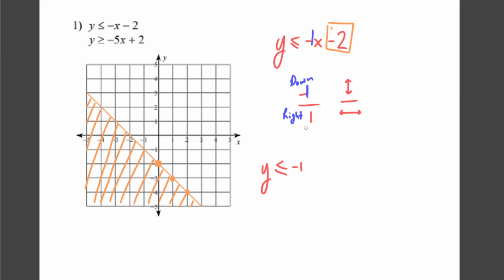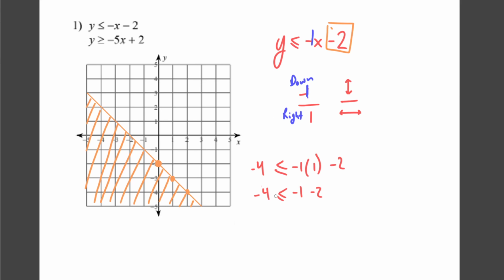negative 1 multiplied by, instead of x, I'm going to be putting in, what point was I using? 1 and -4. I'm going to plug in my 1 value, minus 2, and then for my y value, I'm going to plug in -4, and see if this comes out to be true. -1 times 1 is -1, and then we've got minus 2 is less than or equal to -4.